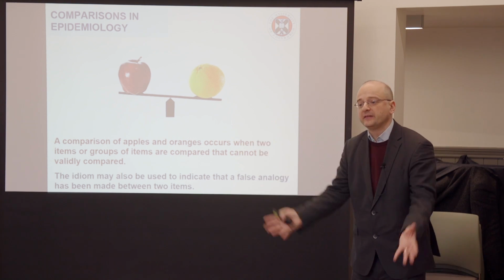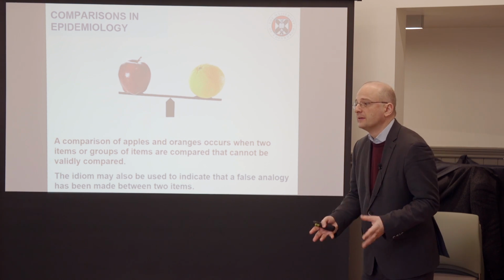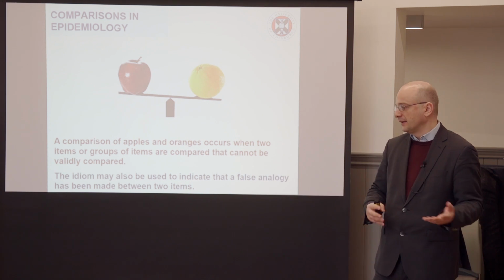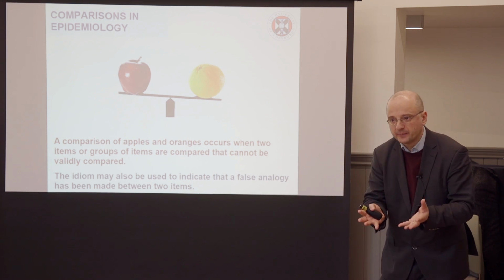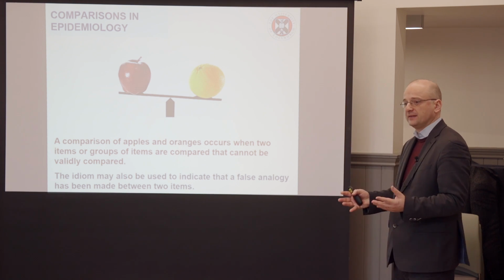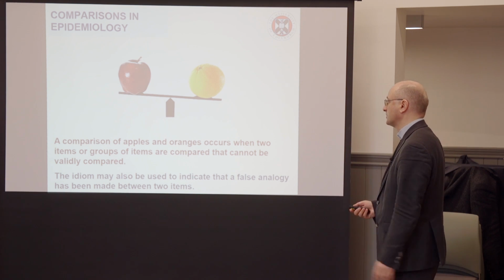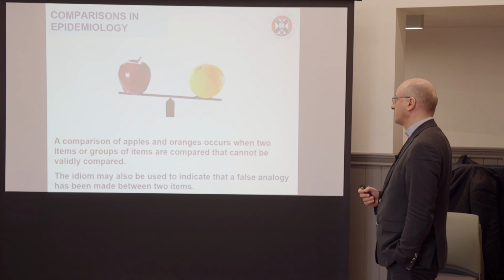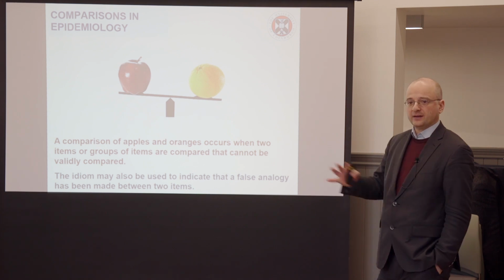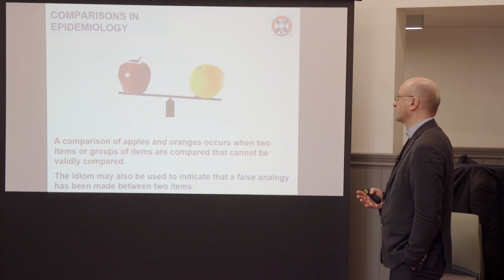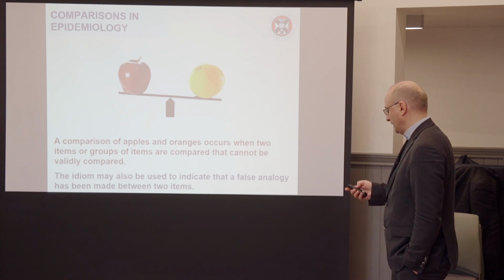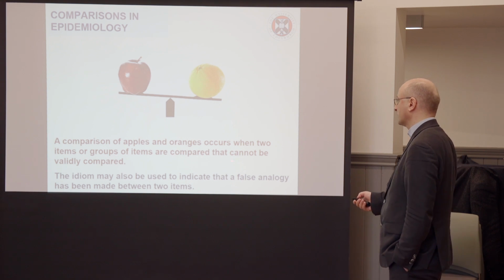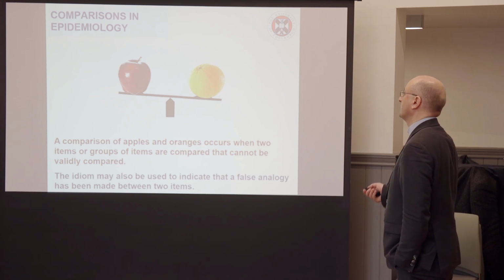They're clearly only specific for the population in which we measure them, right? But we said that they can be totally different in different populations, and we should be very careful about any enrichment of cases or the population being strange or unusual. So when we compare two populations in epidemiology, it's very important that we are comparing like with like, because otherwise we're going to reach completely wrong conclusions. We say that the comparison of apples and oranges occurs when two items or groups of items are compared that cannot be validly compared.